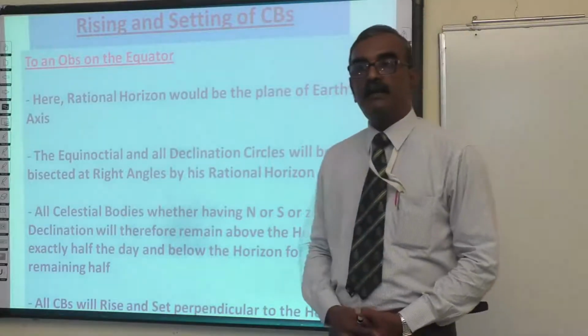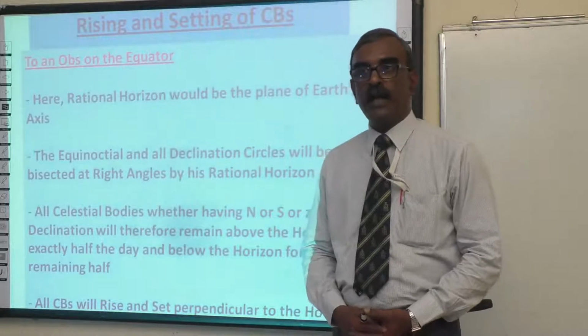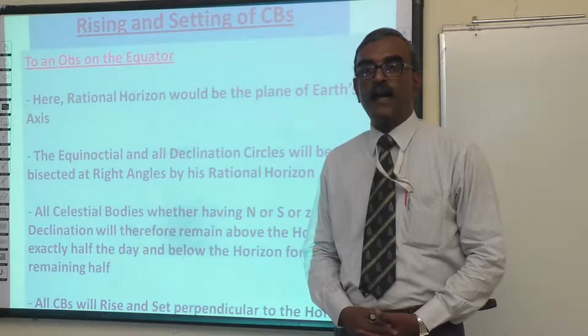Now let us take an observer on the equator. Here, the rational horizon would be the plane of Earth's axis.